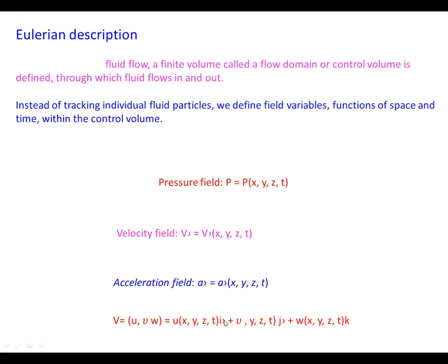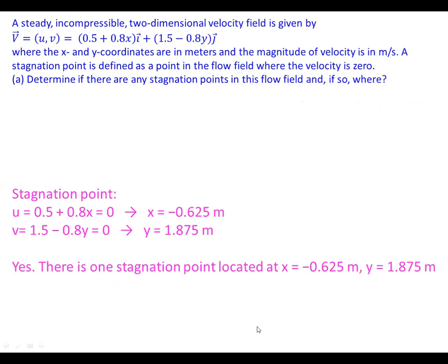The i vector represents the x parameter. If you are representing the velocity, there is a velocity in the x direction; the i vector represents the x-directional quantity. For acceleration, there is an acceleration a_x represented. A small example is given here. The velocity vector is represented by (0.5 + 0.8x) i vector plus (1.5 minus 0.8y) j vector.